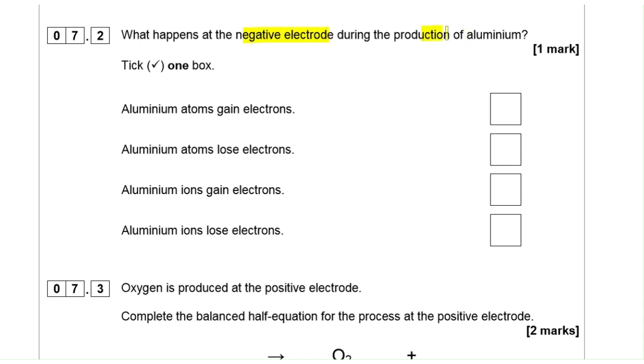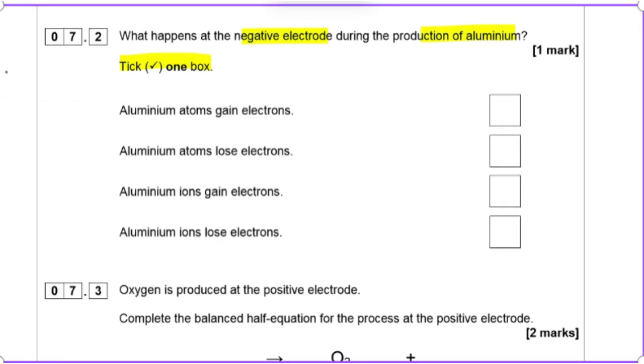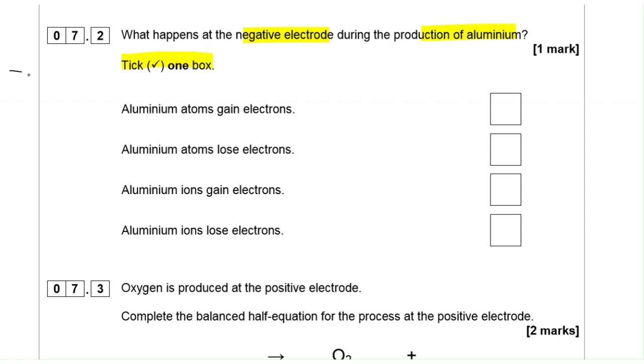7.2. What happens at the negative electrode during the production of aluminium? Tick 1 box for 1 mark. 4 choices. Aluminium atoms gain electrons, aluminium atoms lose electrons, aluminium ions gain electrons, aluminium ions lose electrons. Now we know electrolysis must involve the discharge of ions. So the first 2 answers have got to be incorrect. The answer's got to involve aluminium ions.